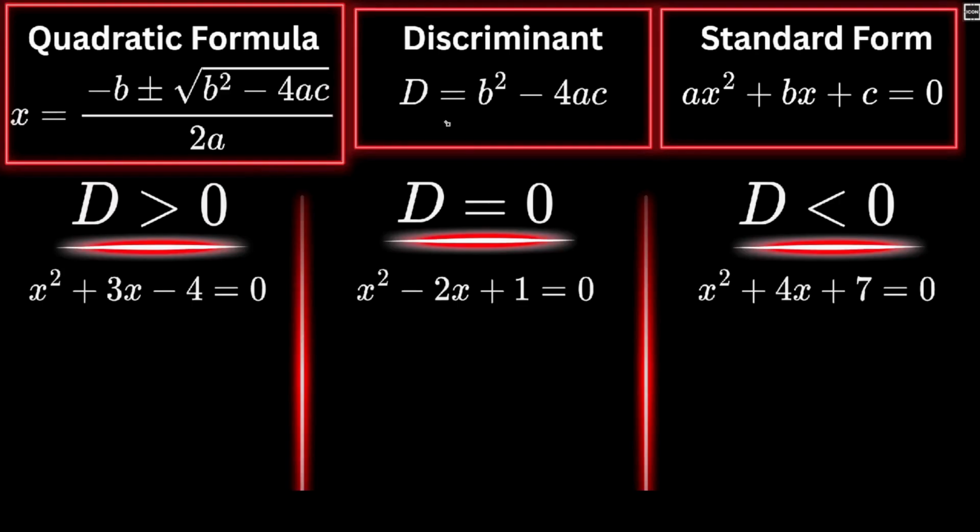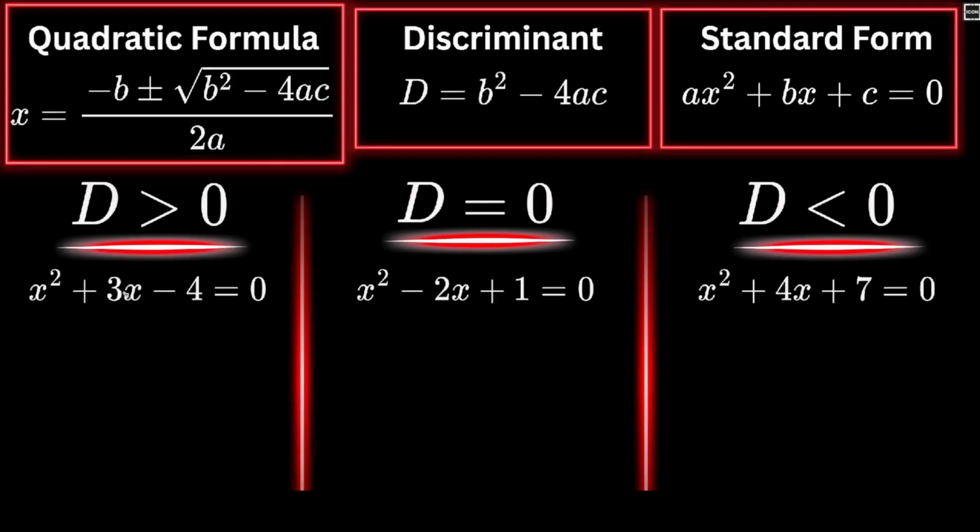In this video, we will learn how to calculate the discriminant. The discriminant is the part of the quadratic formula that is found under the square root. So the discriminant is equal to b squared minus 4ac. So there's three different cases here. The first case is if the discriminant is greater than 0.